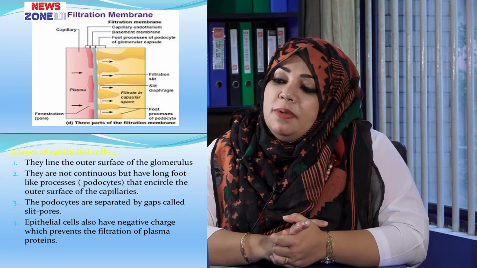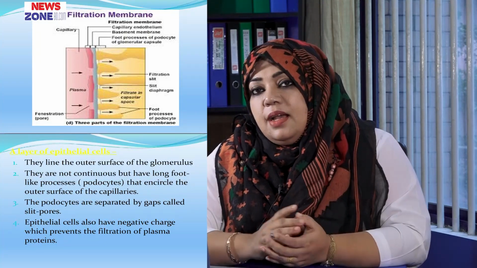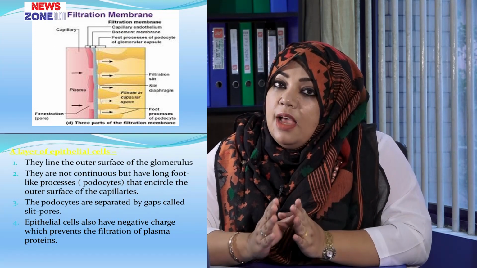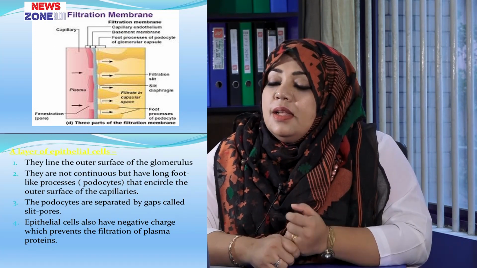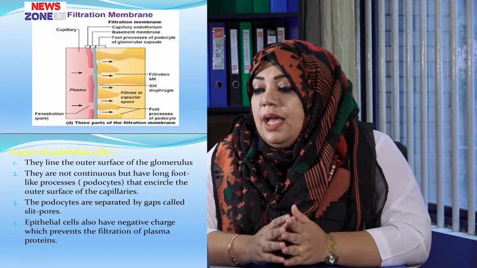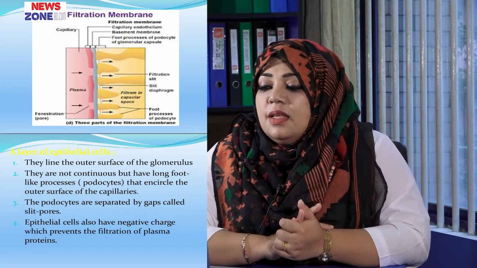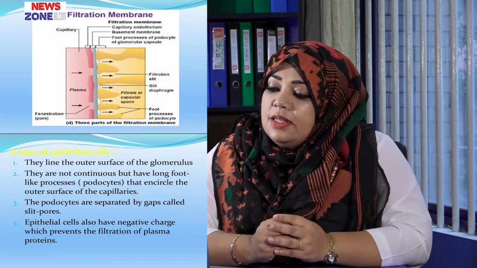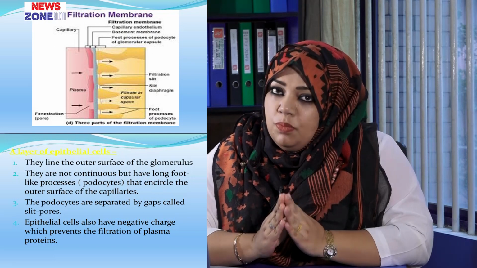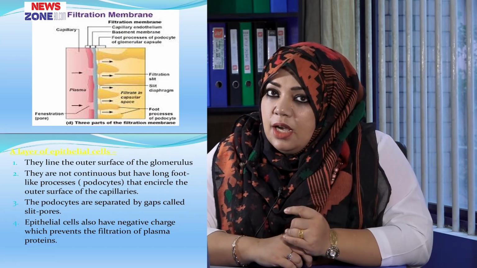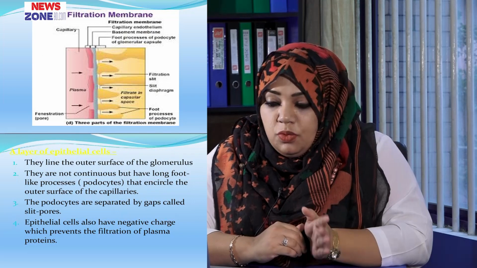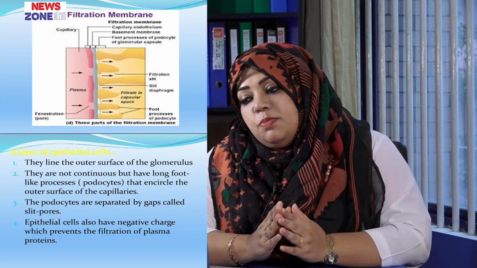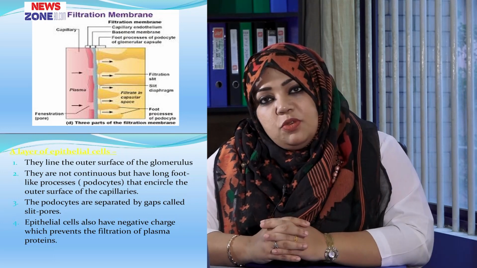Then the layer of epithelial cells. They line the outer surface of the glomerulus. They are not continuous, but they have long foot processes that are called podocytes. And these podocytes encircle the outer surface of the capillaries. The podocytes are separated by gaps called slit pores. So we had fenestra and now we have slit pores. Epithelial cells also have a negative charge, which prevents the filtration of plasma proteins.